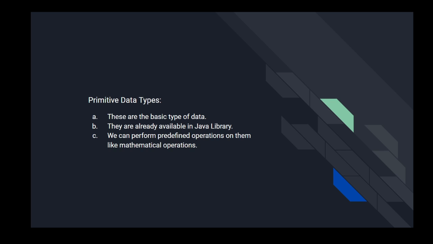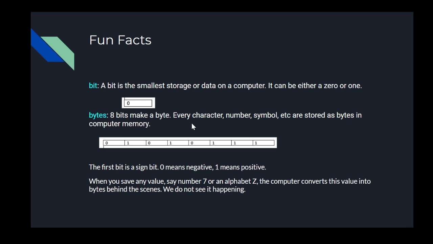So what are primitive data types? These are the basic type of data. They're already available in the Java library, and you can perform predefined operations on them, like mathematical operations and things like that. So, some fun facts about the data types.